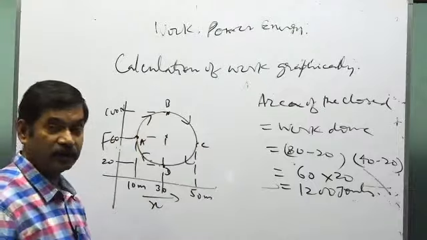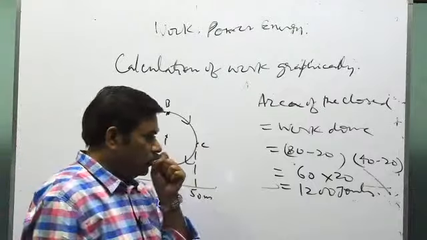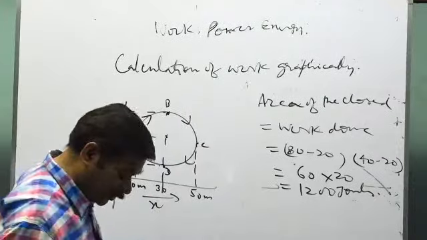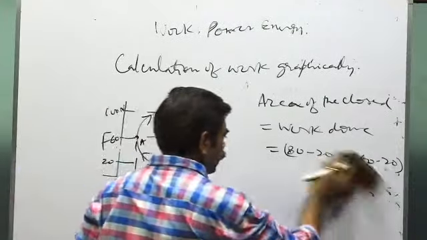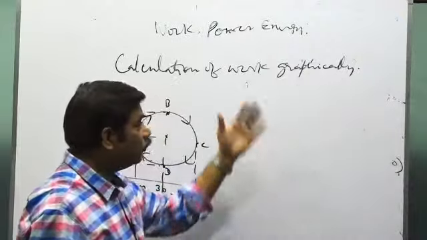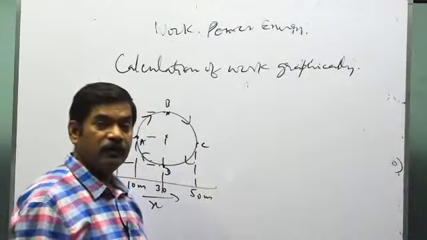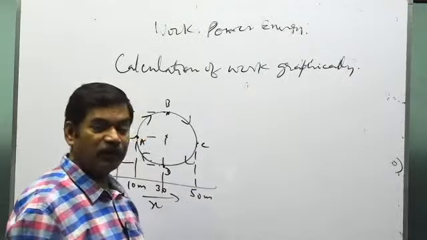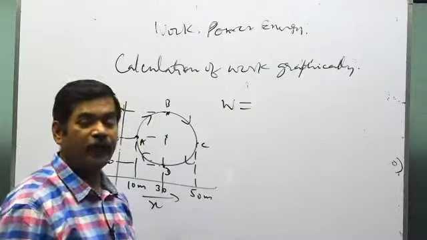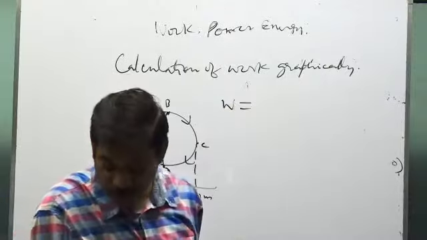How much is the work done? Now see what you know. You know to calculate the area of the circle. According to the concept that I told you, the area of the graph is the work done. So the area of the circle will be the work done. So W, work, becomes equal to, you will say, pi r square. The area of the circle is pi r square.